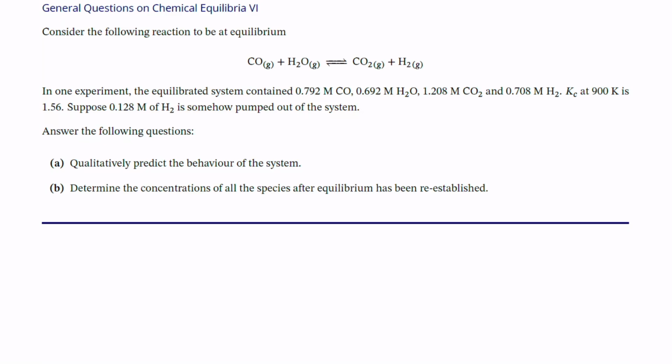Alright, hello everyone. Let's look at another question on chemical equilibria. In this question we are told, consider the following reaction to be at equilibrium. In one experiment, the equilibrated system contained a certain mixture of these gases, and Kc at 900 Kelvin is 1.56.